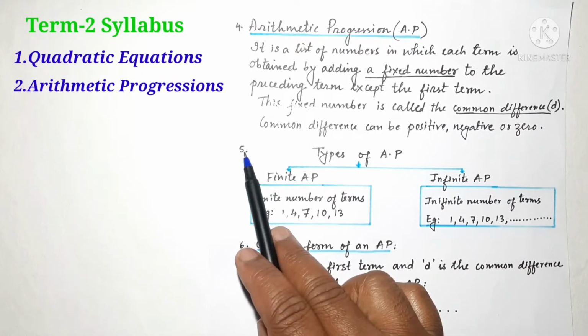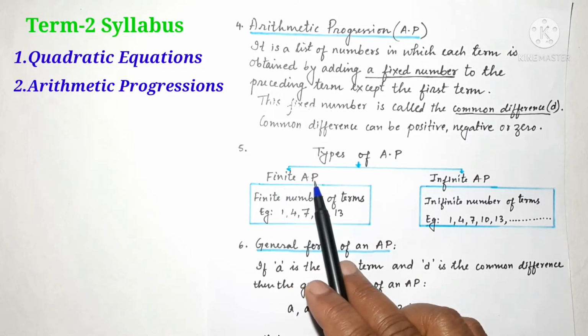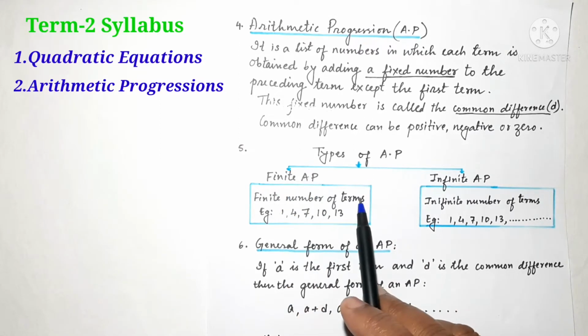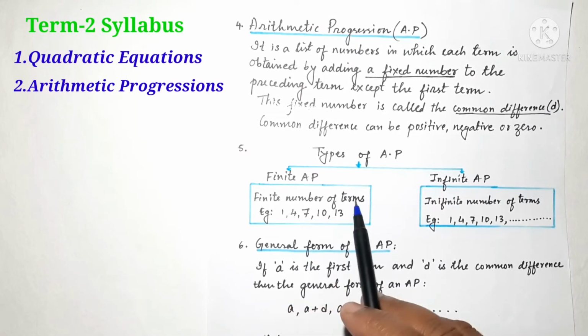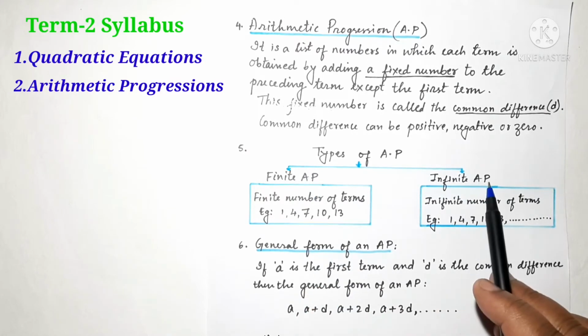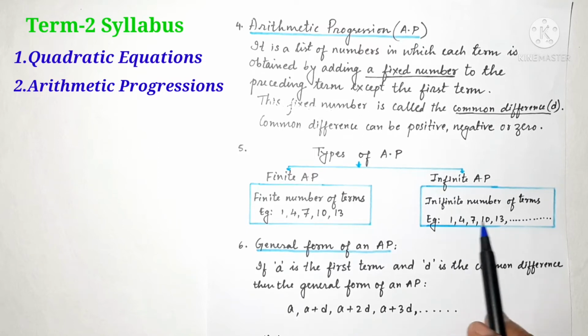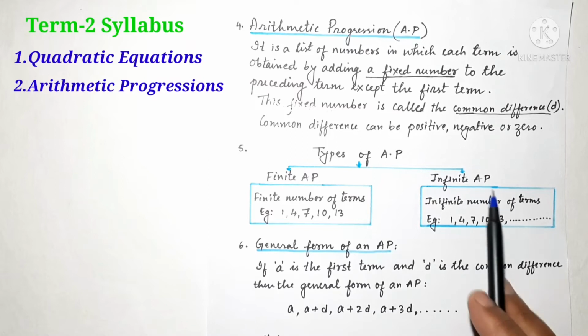Fifth topic of this chapter, types of AP. There are two types of AP. Finite AP, when there are finite number of terms like 1, 4, 7, 10, 13, complete finite number of terms. So that is called finite AP. If there are infinite number of terms, then it is called infinite AP. So here we have 1, 4, 7, 10, 13 and it continues. So it is an infinite AP.